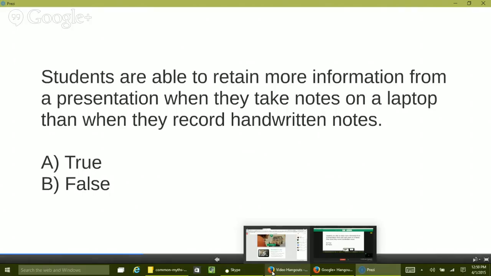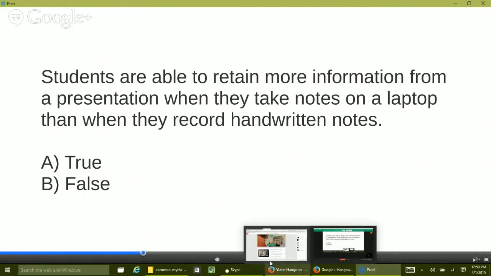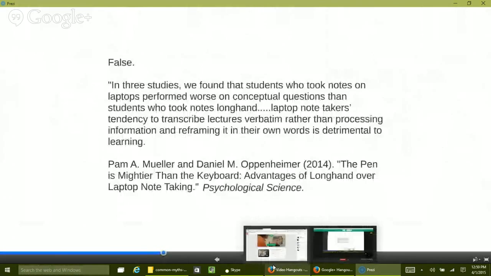We have 1 vote. And we lost one person in the poll. Well, it turns out that is in fact false. And so you are correct. Basically, what happens is that probably the best known study is this one.